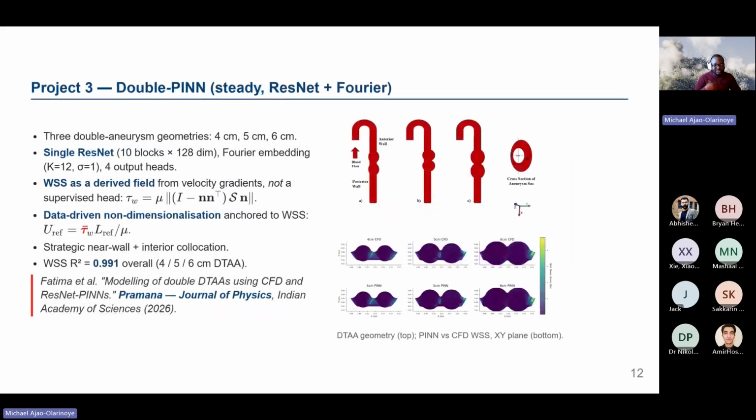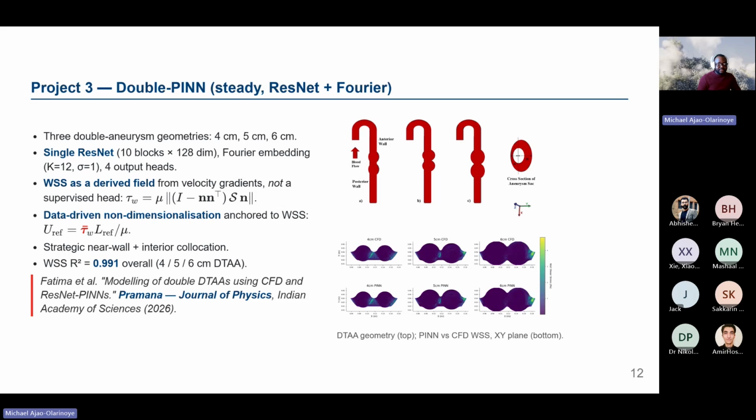Okay. Now, the next work was the double PIN, which was a steady state. For this, we just used the ResNet and the Fourier block. As you can see, by this point, we had already started establishing what techniques work best, although we were still experimenting with different things. And like I said, this work built on the work done by Azani et al. So most of the things that changed were how the loss weights were optimized, what the structure of the neural network looked like, and how to get a faster training time, and also faster inference time.